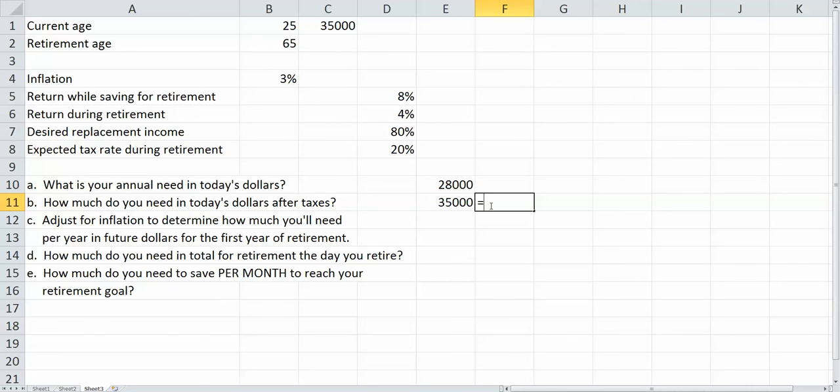And just to show you, 35,000 times 1 minus the 20% will give me the 28,000. So basically, what I need to do is save up enough money so that in today's dollars I can withdraw 35,000 every year.